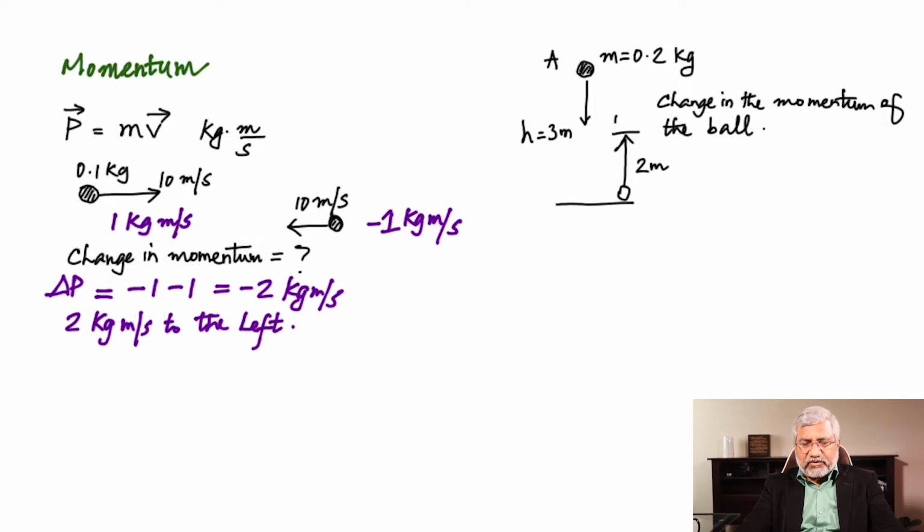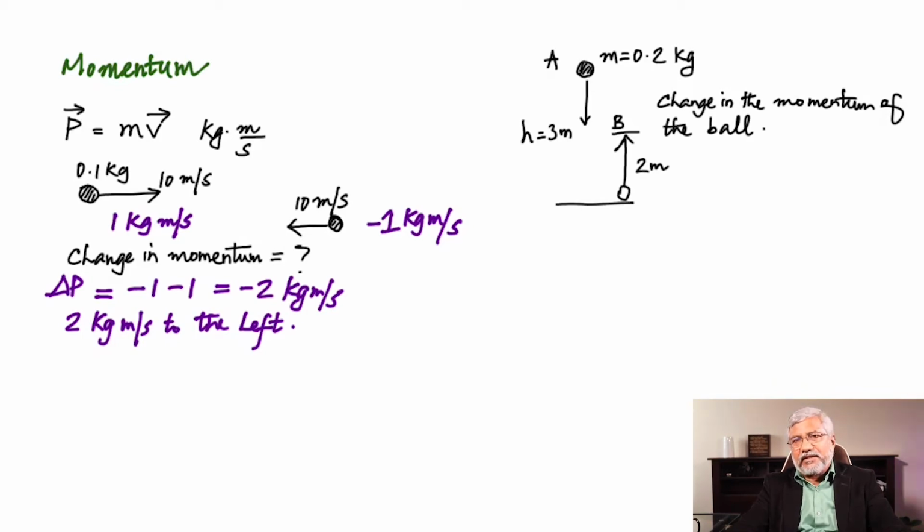You use the concept of energy. Because initially, at that height of 3 meters, it has potential energy given by mgh. And when you drop it, just before it hits the ground, all of that energy becomes kinetic. So we can say that the potential energy at 3 meters is exactly equal to the kinetic energy just before it hits the ground or the floor.